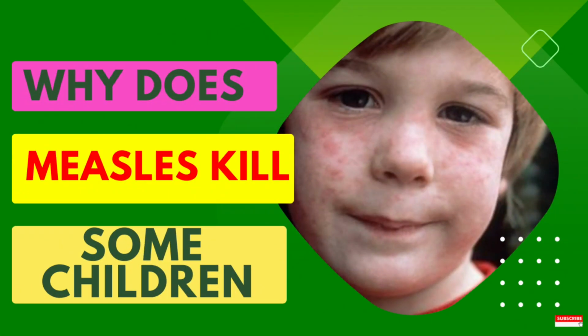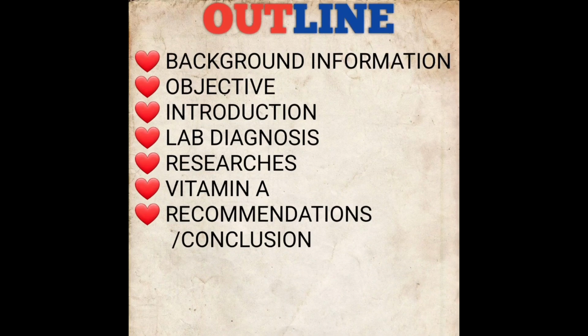Why does measles kill some children? Outline: background information, objective, introduction, lab diagnosis, researches, vitamin A, recommendation, and conclusion.